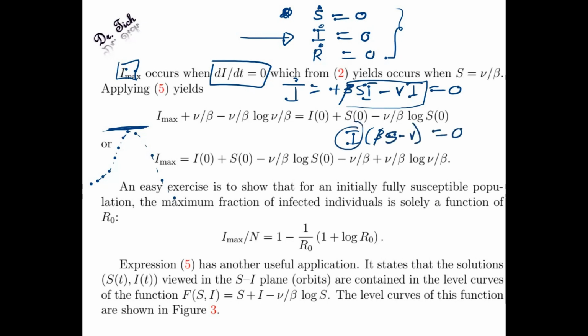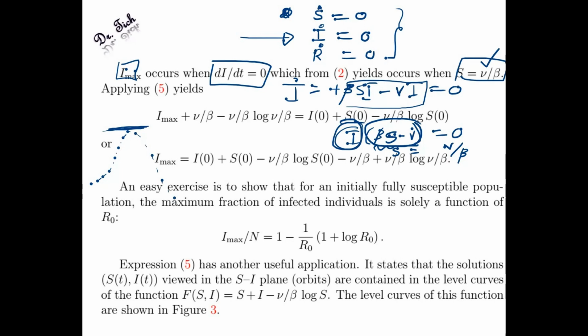So when I equals 0, when there are no infections at all, or when S equals v over beta, from the bracket inside here. So that's what they are saying: when S equals v over beta, or when beta S minus v equals 0, that's when we get our Imax. For the case where I equals 0, we are going to ignore it. We are going to focus on the case where S equals v over b.